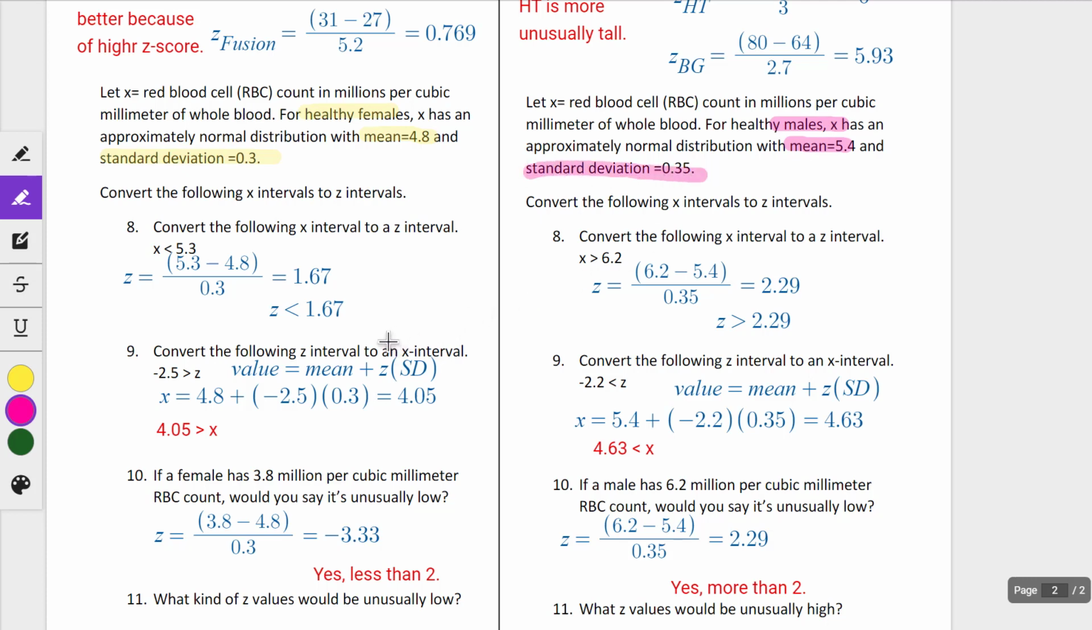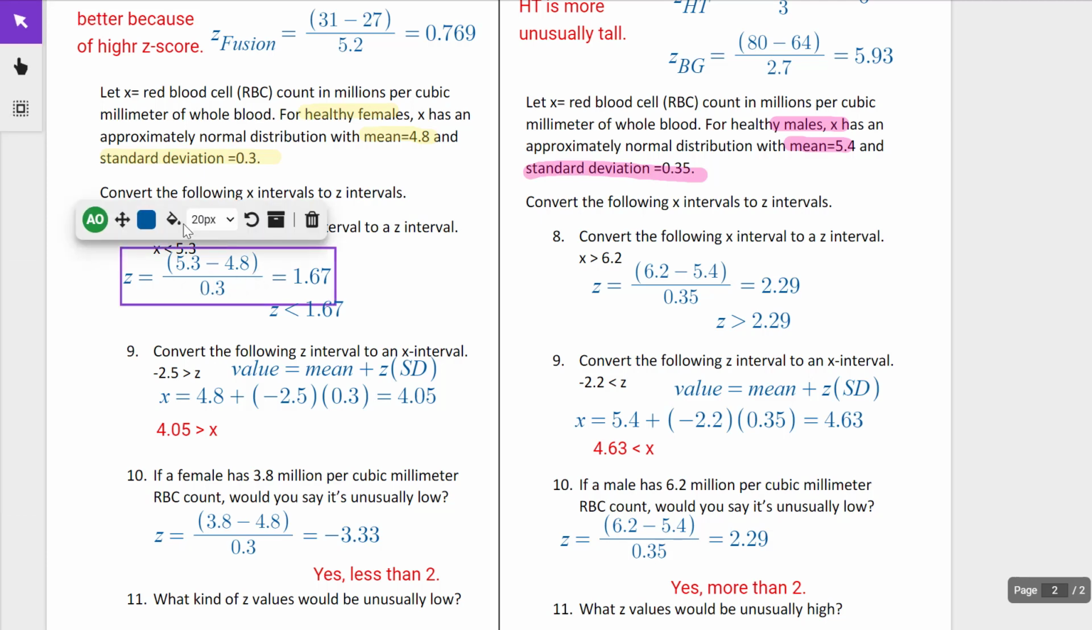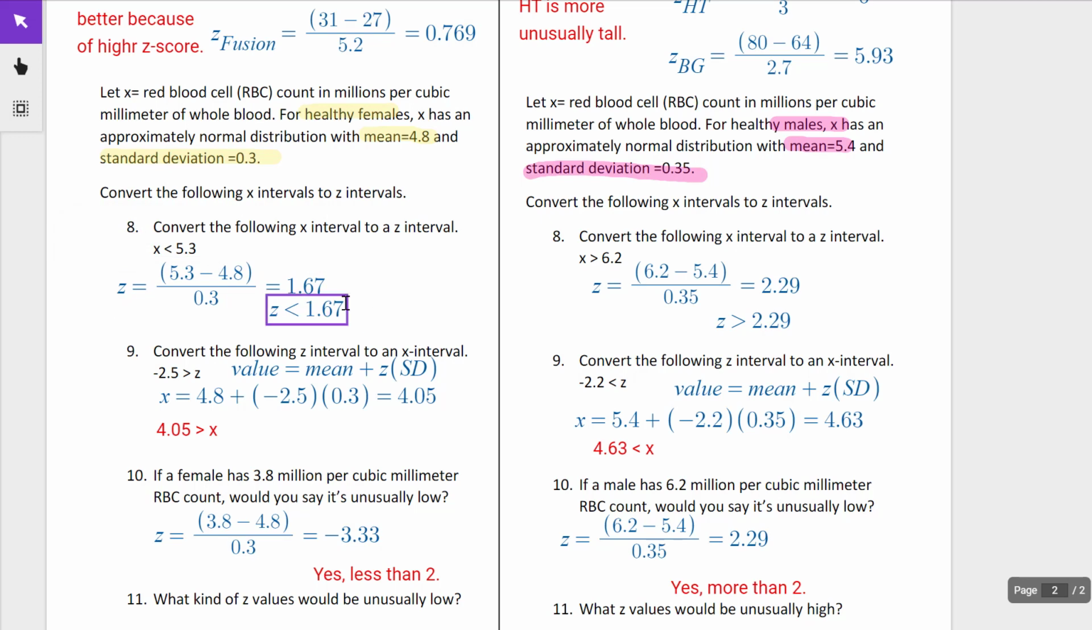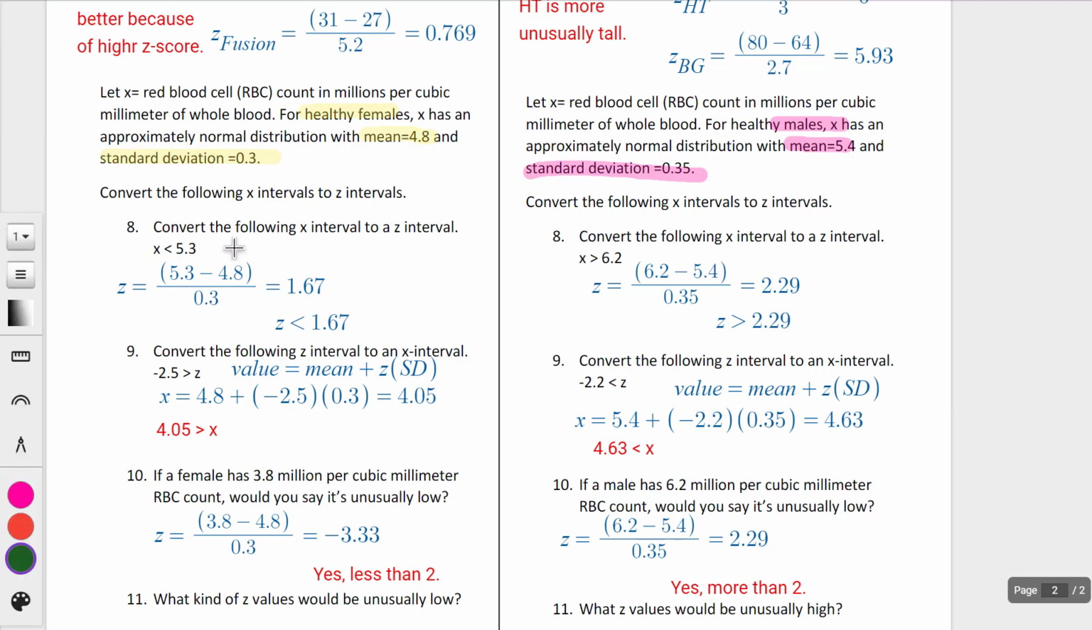All right. So convert the following X interval to a Z interval. So what they mean for you to do is they want you to change X to a Z. So we do a Z-score formula, and then I just rewrite the interval. Instead of writing an X, I do a Z, and then I put in the Z-score instead of the X value. So you have the same direction and everything, except instead of an X, you have a Z.